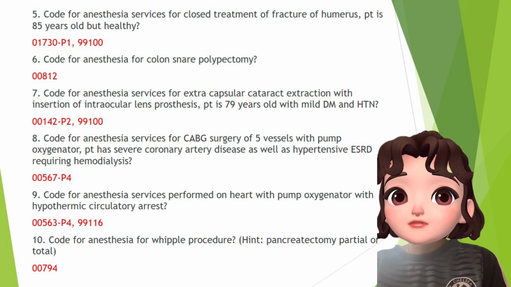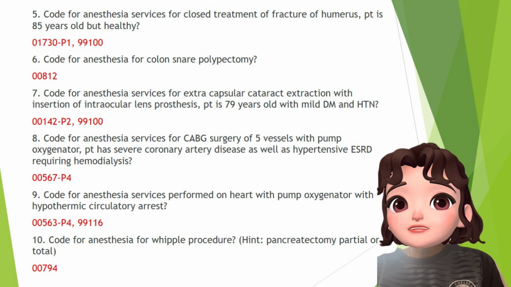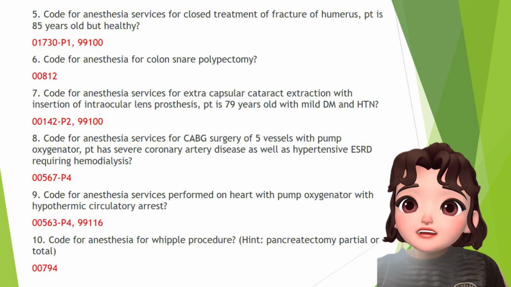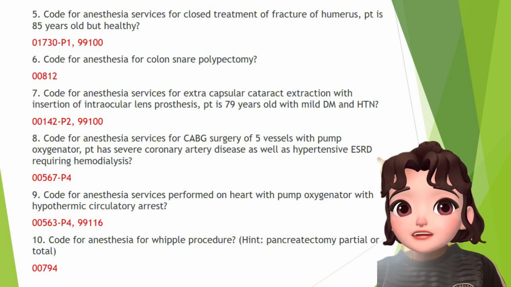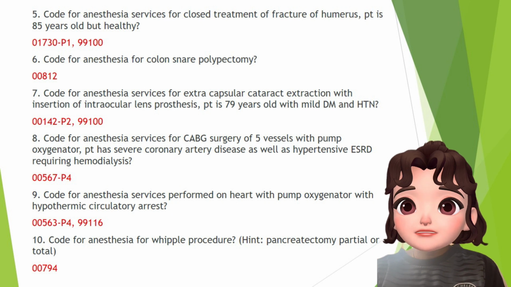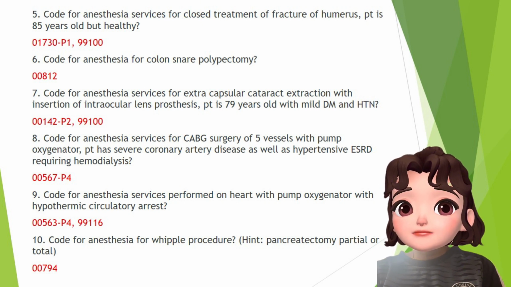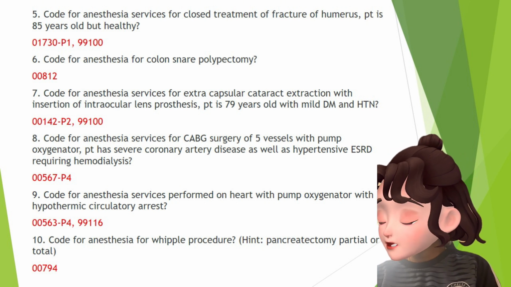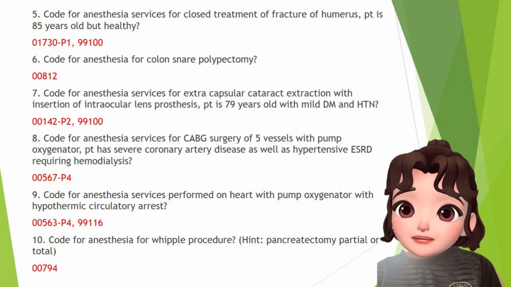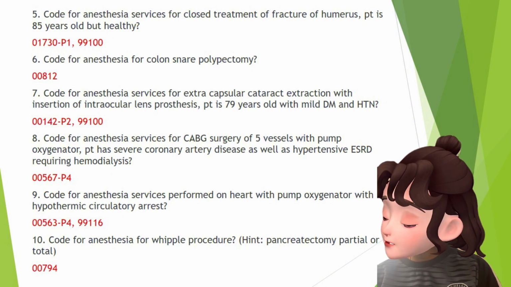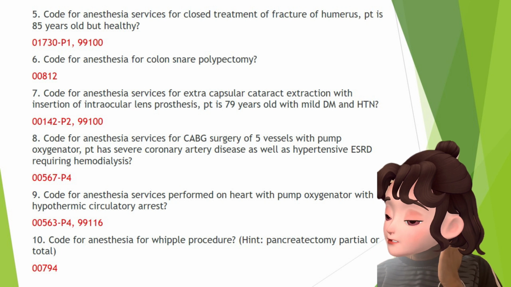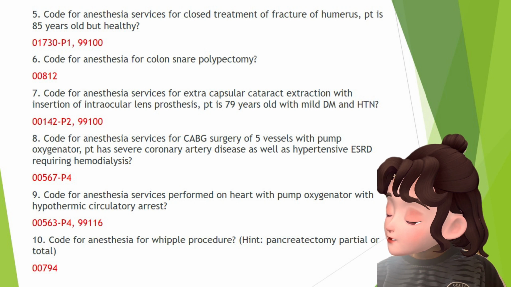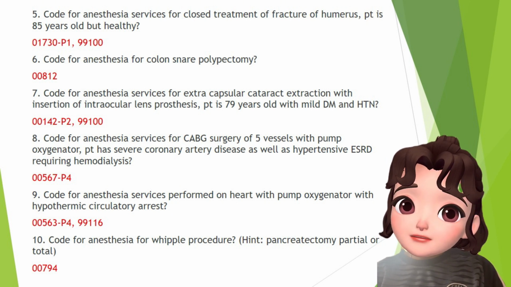Next question. Code for anesthesia services for CABG surgery of 5 vessels with pump oxygenator. Patient has severe coronary artery disease as well as hypertensive ESRD requiring hemodialysis. When you go to the code for CABG surgery, you will get 00566 and 00567. But 00566 represents anesthesia for coronary artery bypass grafting without pump oxygenator. But our question is with pump oxygenator.